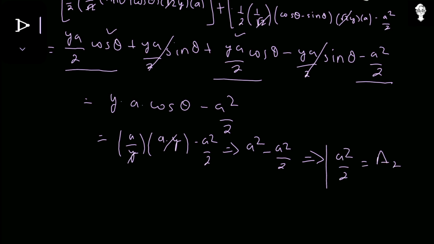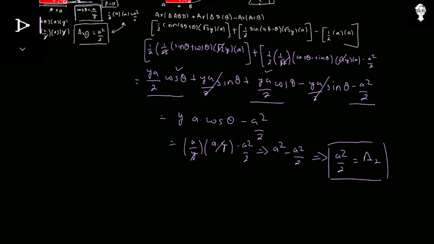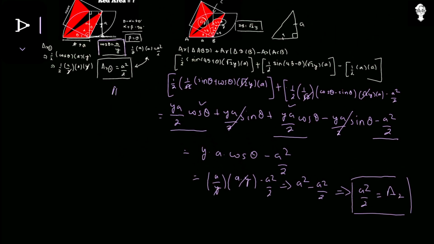So here we got area 2 in terms of A, and we already have the area 1 in terms of A that is present over here. That is also A square upon 2, and this is also A square upon 2. Wow, that's something awesome, that these two triangles have the same area, that is equal to A square upon 2. Now the total area is going to be equal to area 1 plus area 2. Now both of them are A square upon 2, so A square upon 2 plus A square upon 2 will give me A square. So this is the final area.